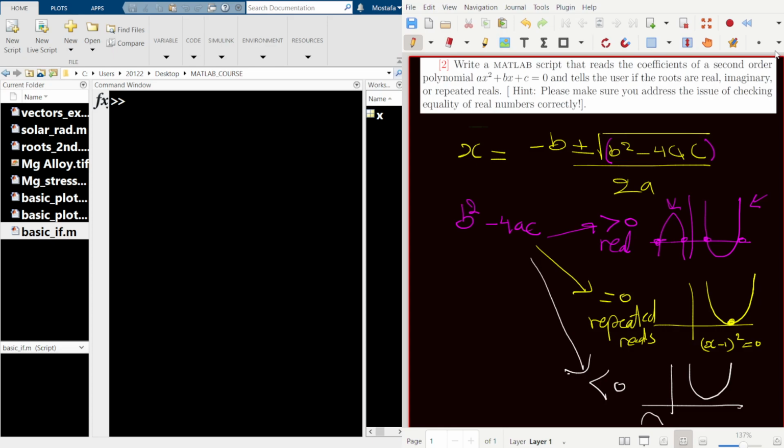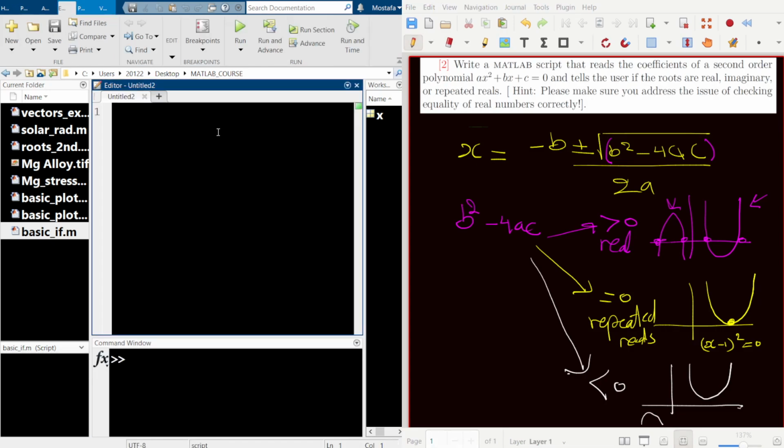So let's actually start preparing the programming. We don't need to resolve everything now. Let's just get things up and running first. I'm going to save this as roots of a second order polynomial and if statement. So this is an application on if statement. Obviously, to do this branching, we need to do an if statement.